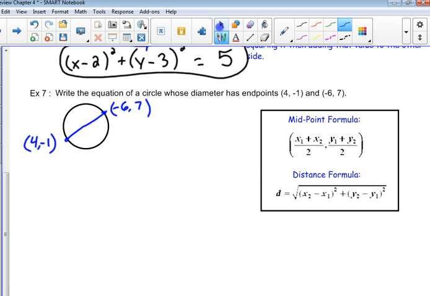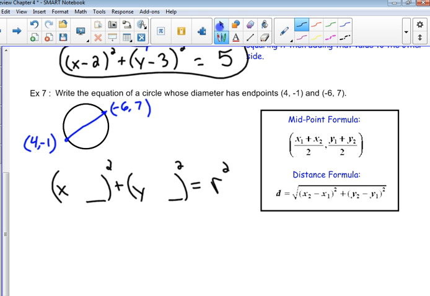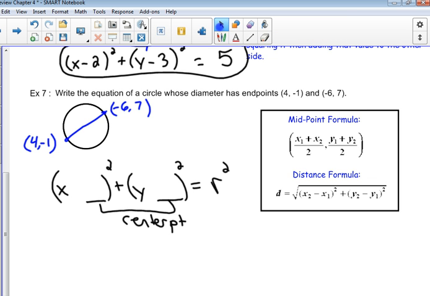When you guys make an equation of a circle, it needs to have a couple of things. I always start with this: I have the x squared plus my y squared equals r squared. And these parts are going to come from the center point of your circle. Now, in here, do we have a center point? Do we know what the center point is?